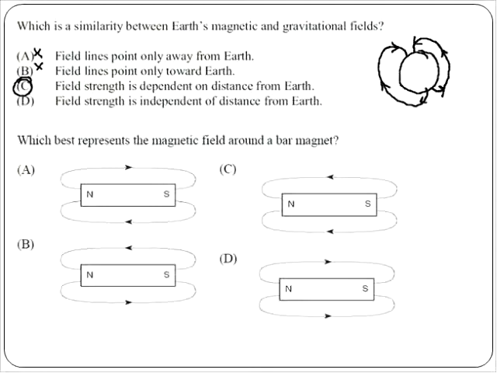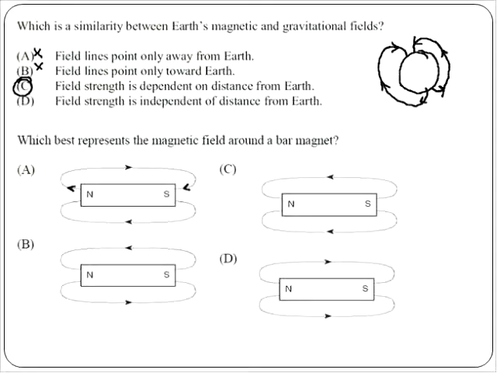There you go. Now, which best represents the magnetic field around the bar magnet? Well, I just showed you that a minute ago. Remember that magnetic field lines always go away from north towards the south.